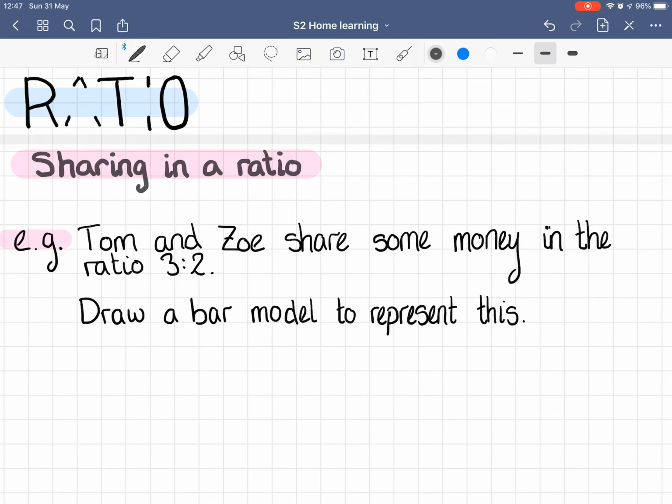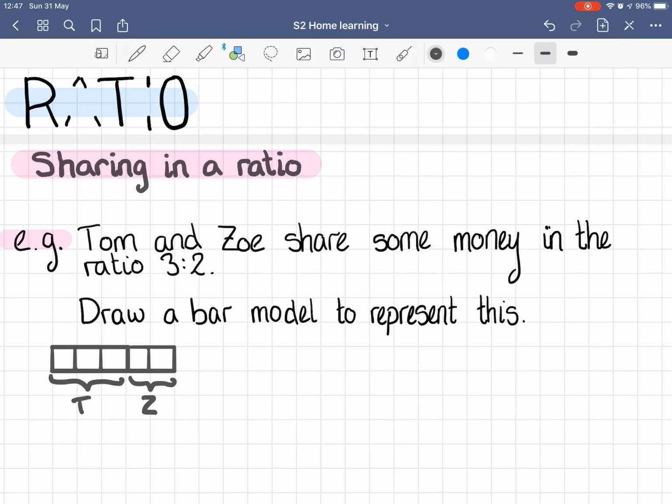Now I have two options. I can draw a single bar model, where I can say Tom has 3 parts and Zoe has 2. I can say this part belongs to Tom and this part belongs to Zoe.